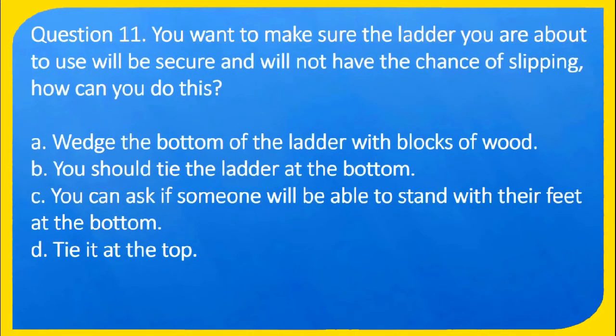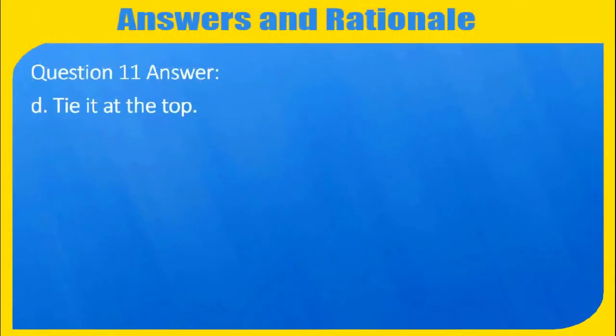Question 11. You want to make sure the ladder you are about to use will be secure and will not have the chance of slipping. How can you do this? A. Wedge the bottom of the ladder with blocks of wood. B. You should tie the ladder at the bottom. C. You can ask if someone will be able to stand with their feet at the bottom. D. Tie it at the top. Question 11. Answer. D. Tie it at the top.